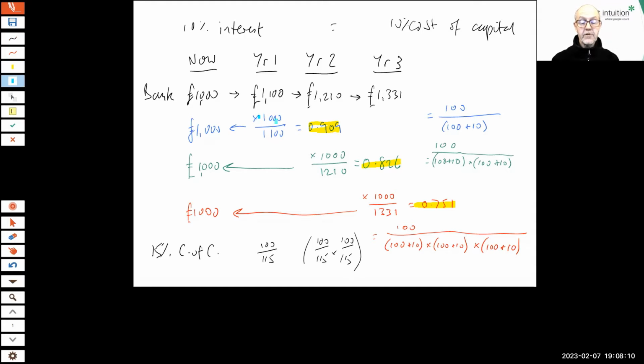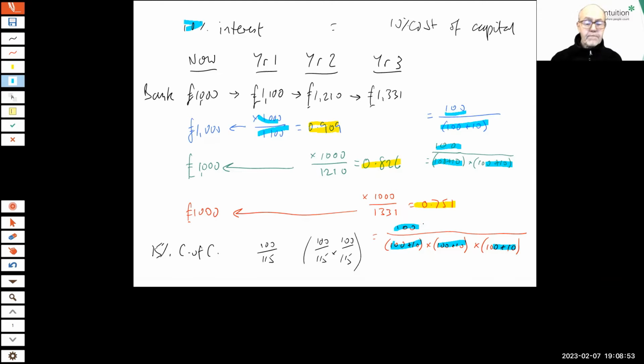The calculation we have done here, 1,000 over 1,100, is essentially, we take a zero off each: 100 over 100 plus 10. Year two, take off a zero, it's 100 over 100 plus 10 times 100 over 100 plus 10. And year three is just multiplied again by 100 over 100 plus 10. So now you can work out your own factors. 12%, 100 over 112, and then again squared, cubed, times itself, times itself. So there we go.